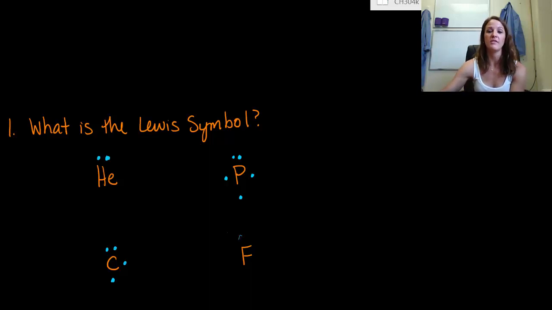So fluorine's in group 7. It's a halogen. So it has a lone pair here. So we've got 1, 2. So it needs 7 electrons. 1, 2, 3, 4, 5, now you double up, 6 and 7. Okay, so that is the proper Lewis symbol for fluorine.